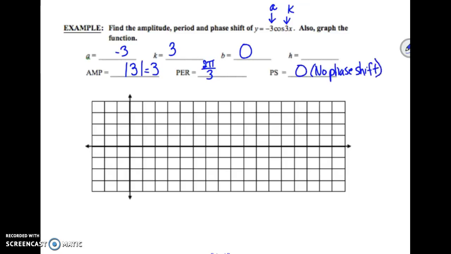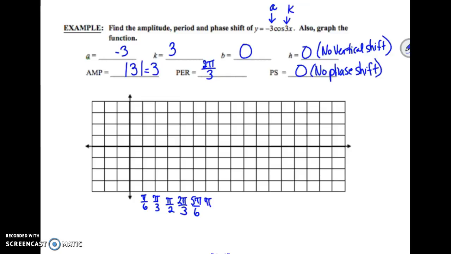And my h value is also 0, which means no vertical shift. Okay, so when we think about our picture frame, obviously since we don't have a phase shift, what we count by isn't as critical. I always like to count by pi over 6 if I'm not worried about space, and that seems easy. So here's 1 pi over 6, 2 pi over 6 is pi over 3, 3 pi over 6 is pi over 2, 4 pi over 6 is 2 pi over 3, and then we have 5 pi over 6, and of course 6 pi over 6 is our pi right there.